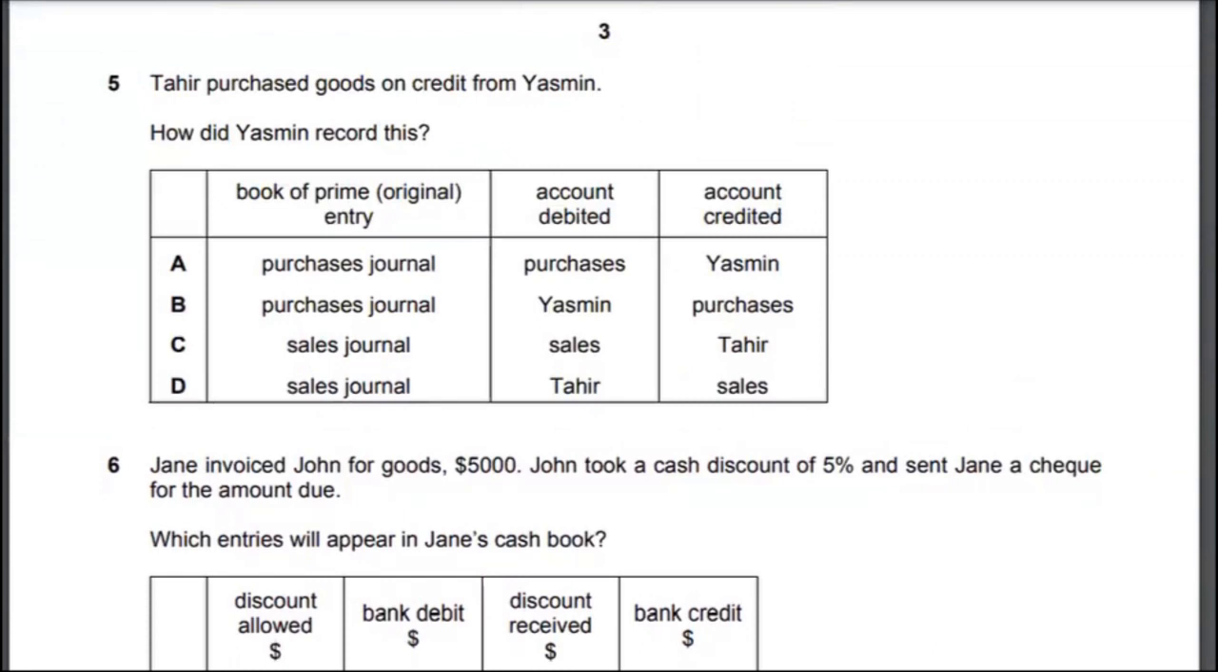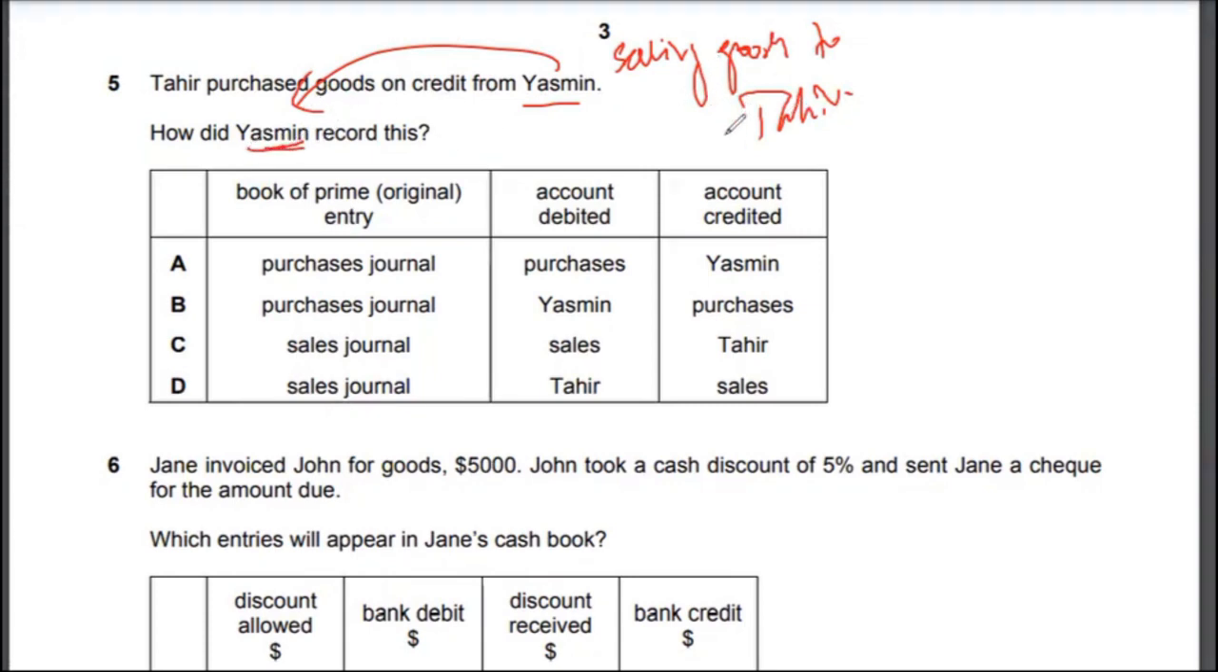Let's look at multiple choice 5. Tahir purchased goods on credit from Yasmin. Again, you have to identify what is happening in this transaction. Yasmin is actually selling goods to Tahir. So how did Yasmin record this? Yasmin is selling, so this is about sales.